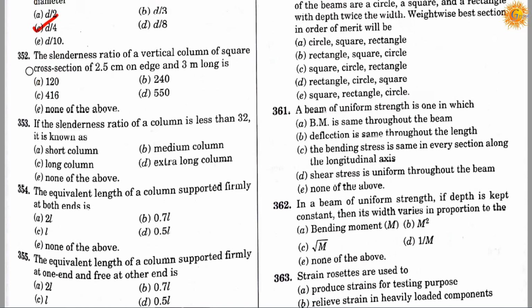Question number 352. The slenderness ratio of a vertical column of a square cross section of 2.5 cm on edge and 3 meter long is option A is 120, option B is 240, option C is 416, option D is 550, and option E is none of the above. Correct answer is C, it will be 416.